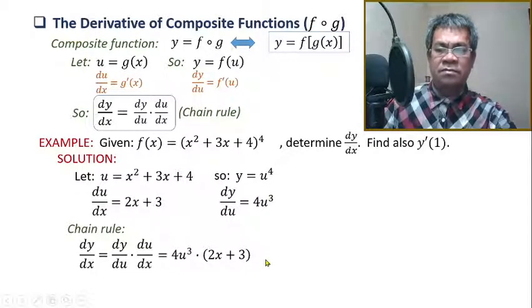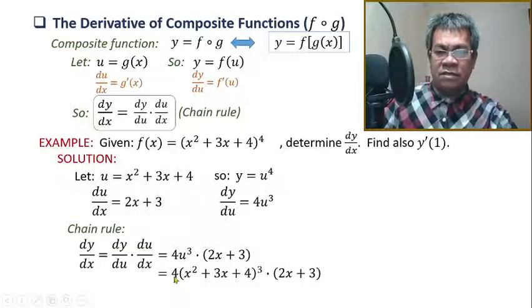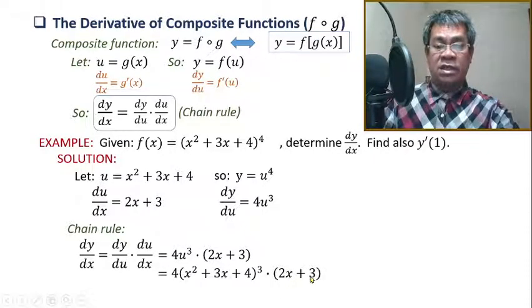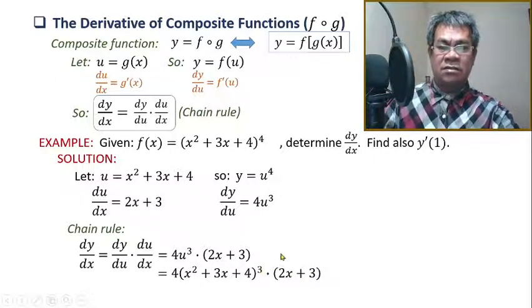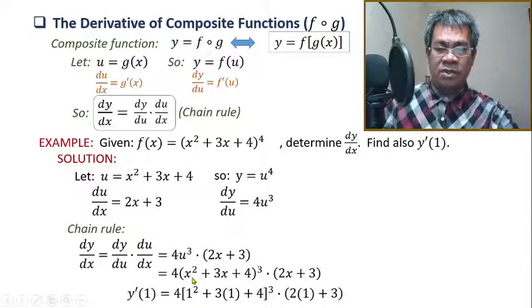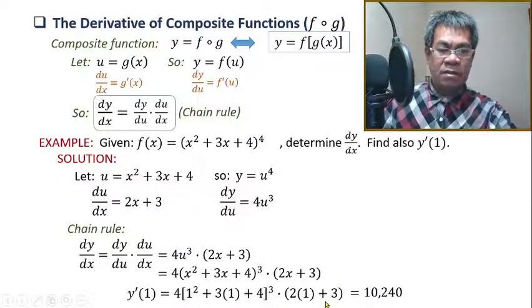So multiply the 2. Then replace u with the dummy variable, which is x squared plus 3x. So replace it here, it becomes 4 times (x squared plus 3x plus 4) raised to 3, multiplied by (2x plus 3). Okay, so you can now find the derivative of the function at x equal to 1. So replace x with 1, then calculate, make sure it is properly calculated, and the result is 10,240. This is the final answer to the problem presented.